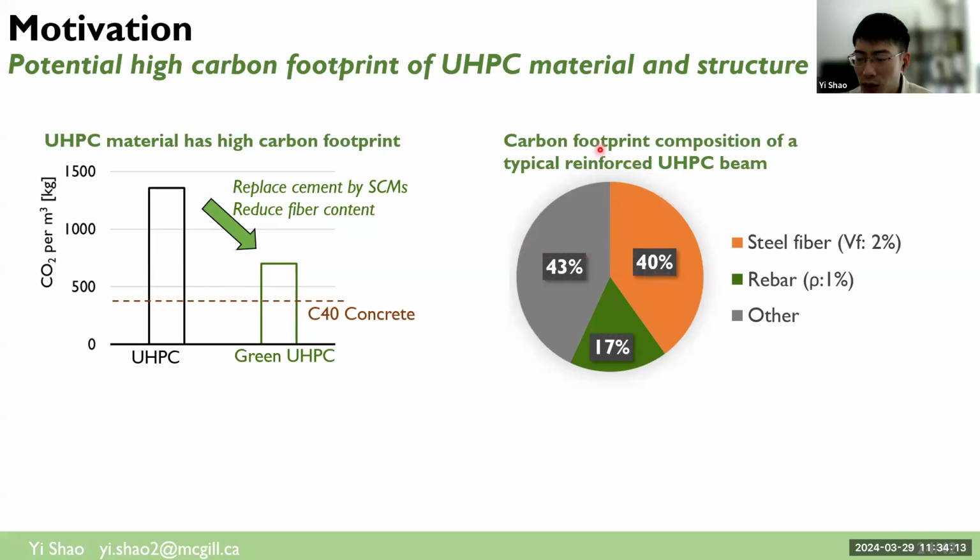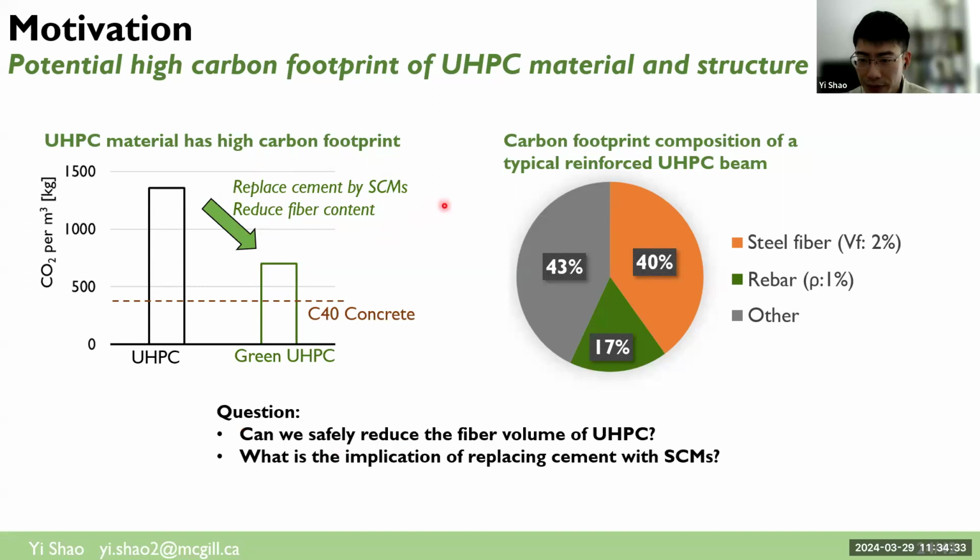And so we want to analyze and know what the carbon footprint or the environmental impact of adopting UHPC in a structure is, and then how will these two techniques affect the structural behavior as well as the durability as well as the environmental impact? So two questions: can we safely reduce the fiber volume to reduce fiber volume related carbon footprint? And then what's the implication of replacing cement with supplementary cementitious material?